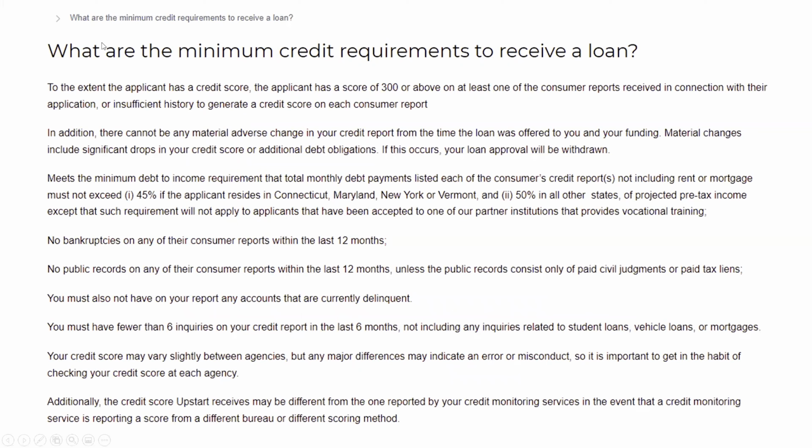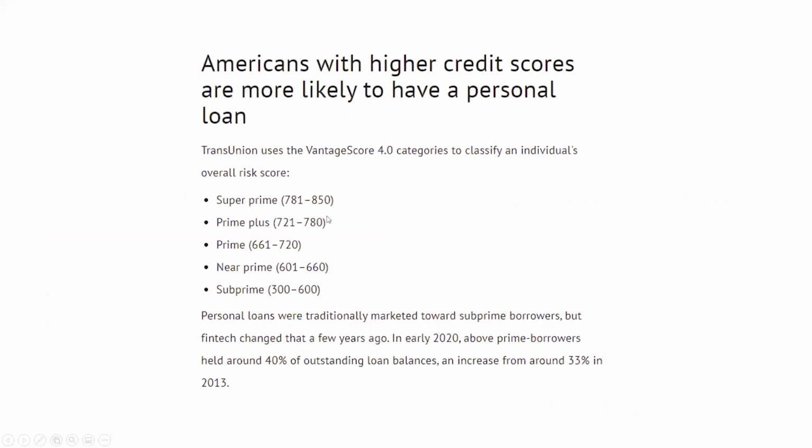Okay, so this website is a FAQ from Upstart. What is the minimum credit requirement to receive a loan? So Upstart says, to the extent that the applicant has a credit score of 300 or above on at least one of the consumer reports, and so on. Of course there are still other terms and conditions, but based on what I'm reading now, the score is 300. So if I look at it, 300 is subprime. So basically Upstart caters to a whole wide spectrum of credit scores.